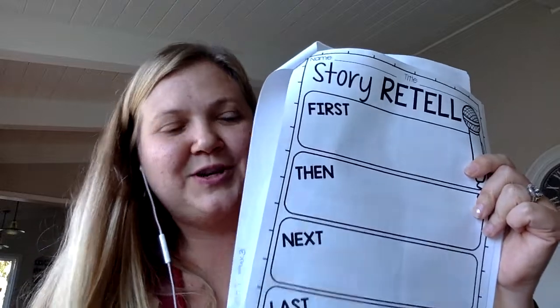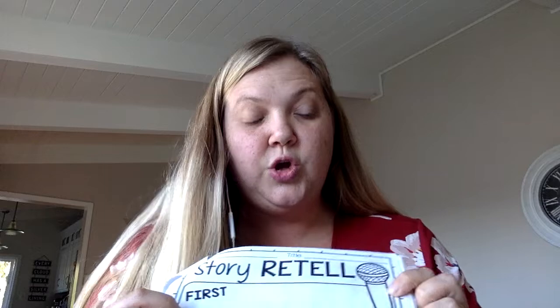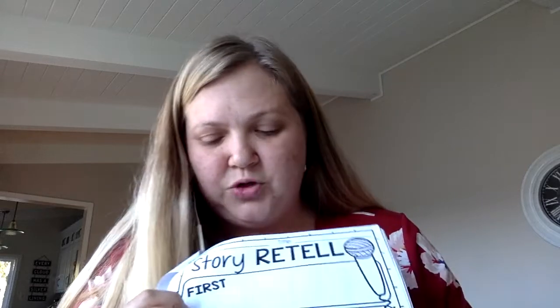Well, this page in your packet comes right after the story because this is what we're going to be filling out after. This has a microphone because it says Story Retell. You are going to get to retell the story first, then, next, and last. So in this story, Albert, at first, he doesn't like his nest. And you're going to help me figure out why. So we can fill it in for the first key detail here.